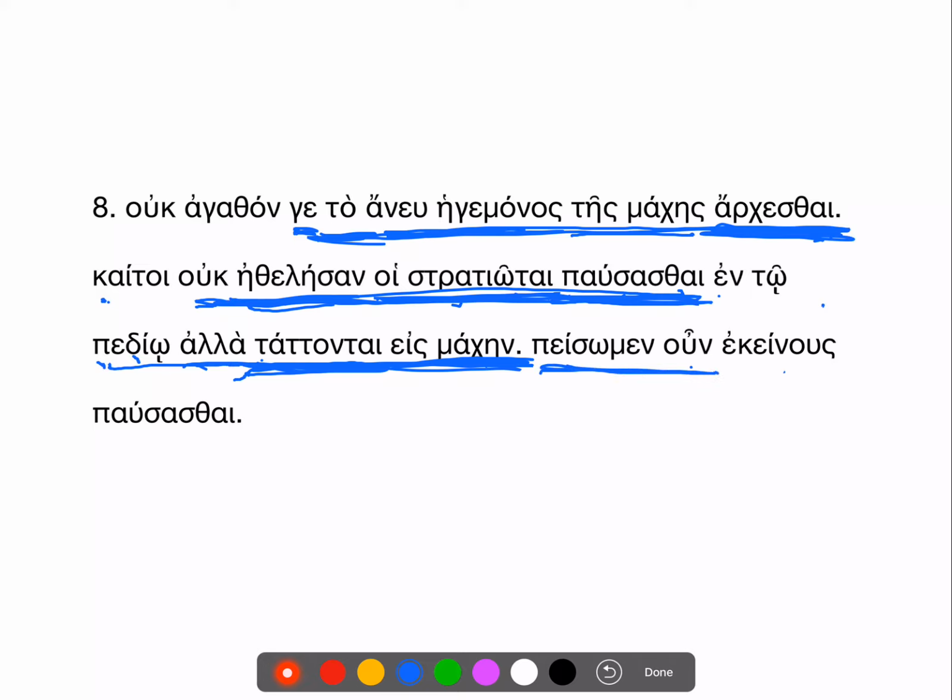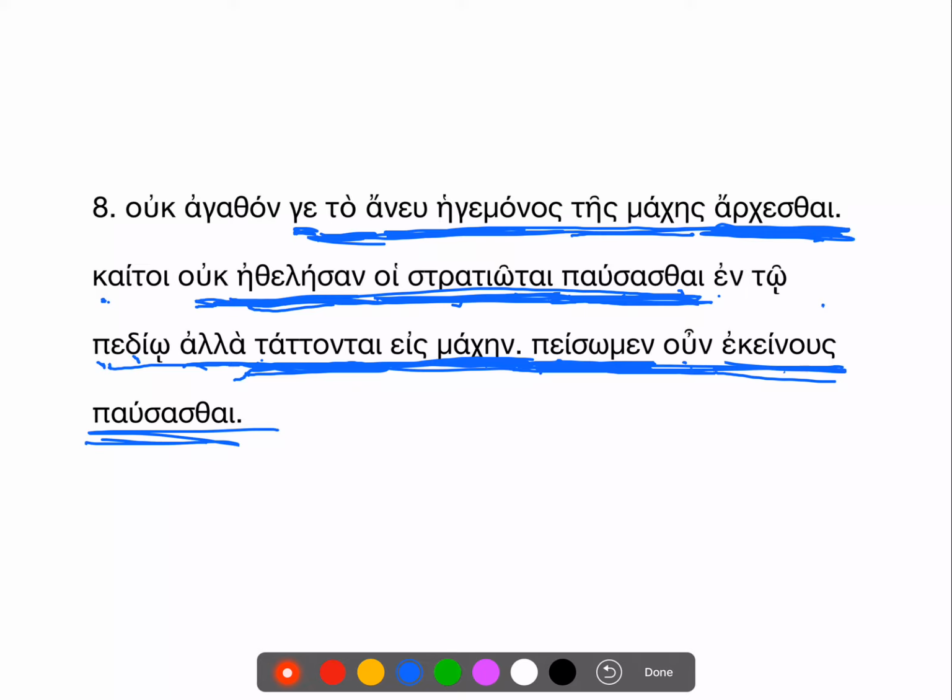Peisomen ekeinous pausasthai. Peisomen. Well, that is the aorist subjunctive active of peitho, to persuade. So that's an independent use of the subjunctive. Let's make that mean a hortatory subjunctive. So let's persuade those guys. Therefore, let's persuade those guys to cease, to stop themselves.